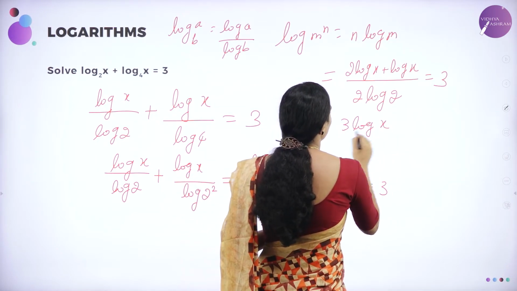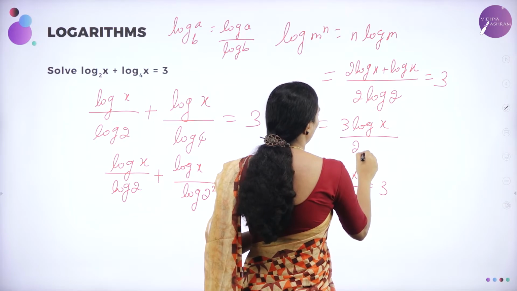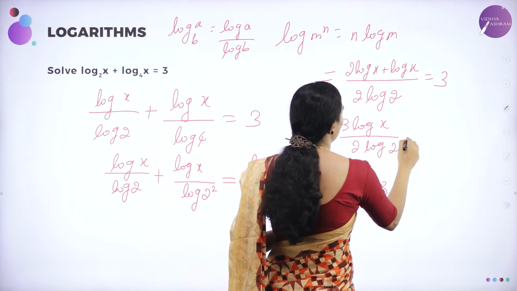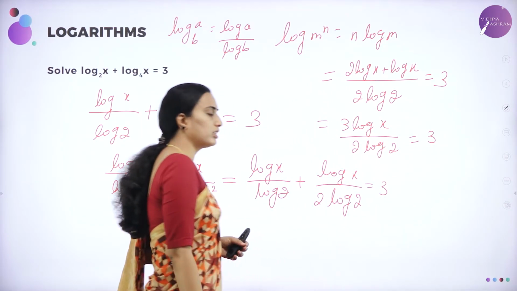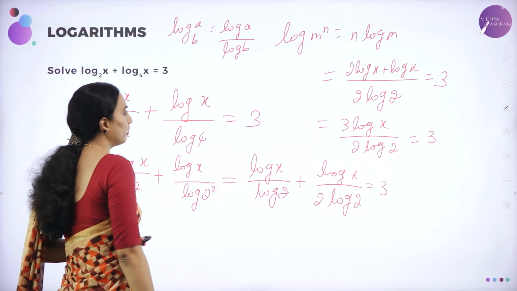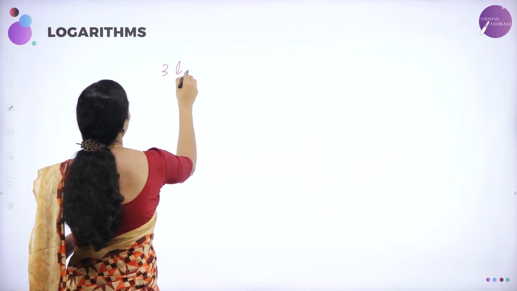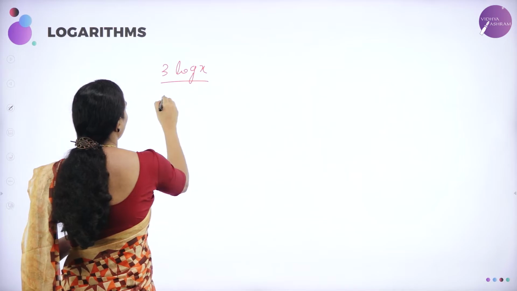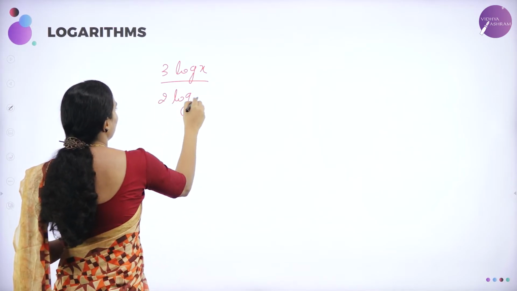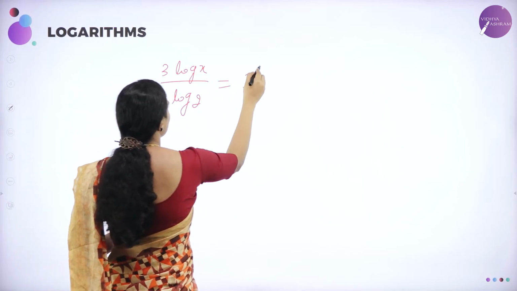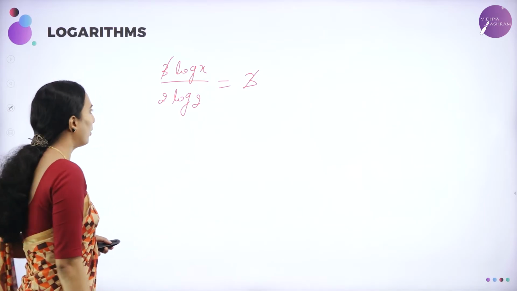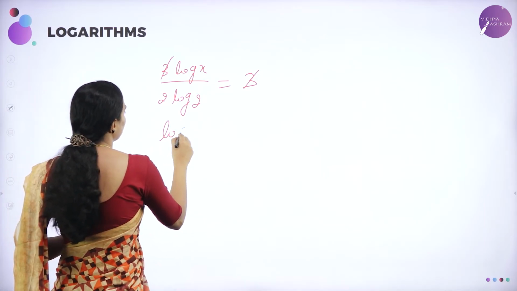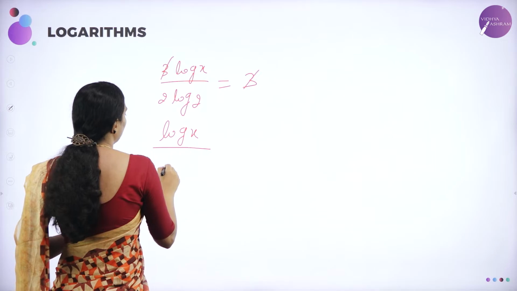3 log x divided by 2 log 2 is equal to 3. 3 by 1 is nothing but 3 only. Therefore, I can continue by this one. What is that? 3 log x divided by 2 log 2 is equal to 3. So 3 will get cancelled here. So you are going to remain with log x divided by 2 log 2.